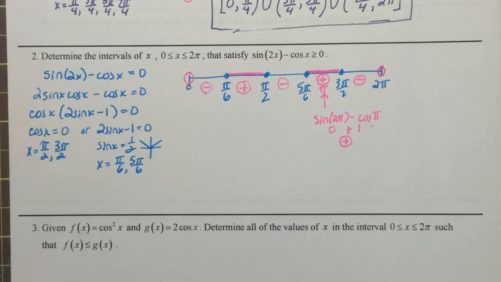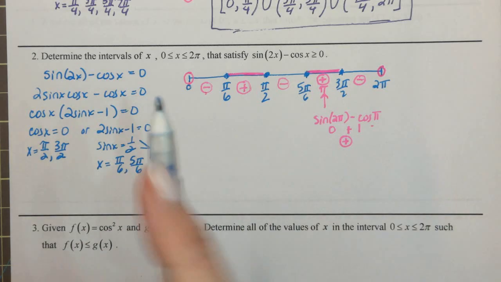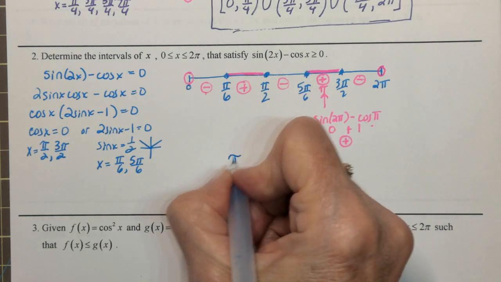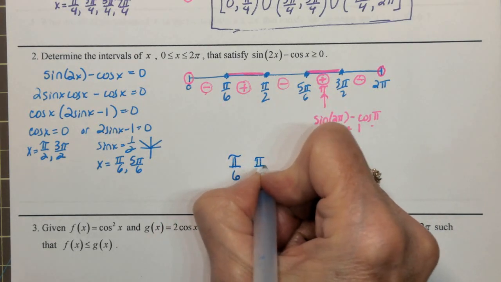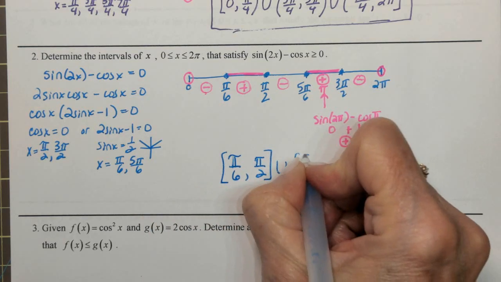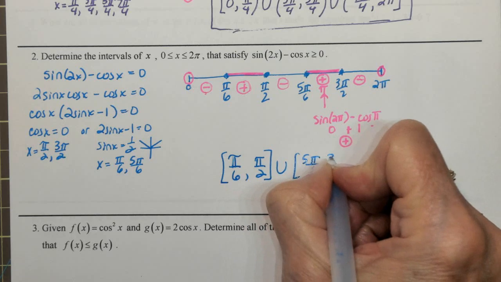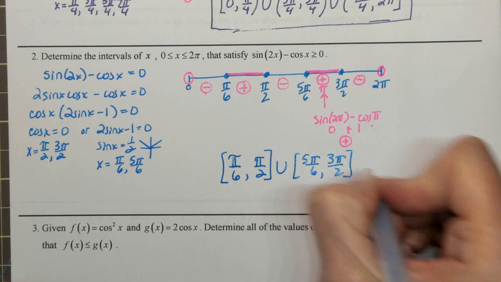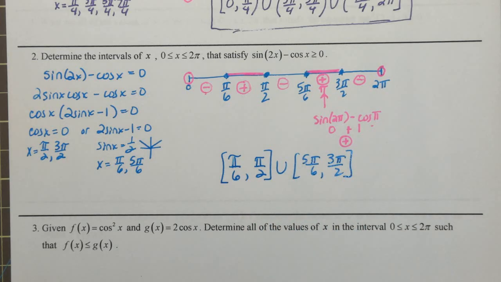So my answer here, I'm going to have pi over 6 to pi over 2, including both of those, union with 5 pi over 6 to 3 pi over 2, including that. All right?